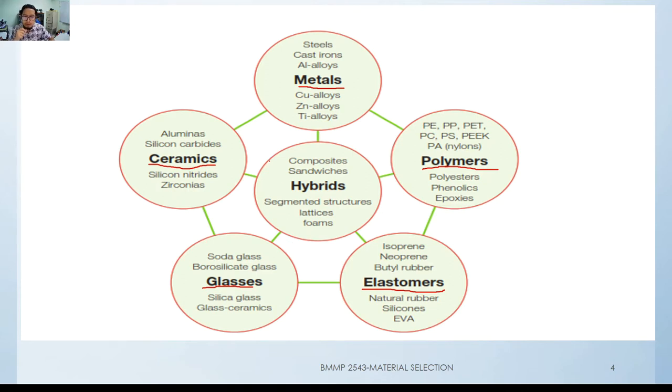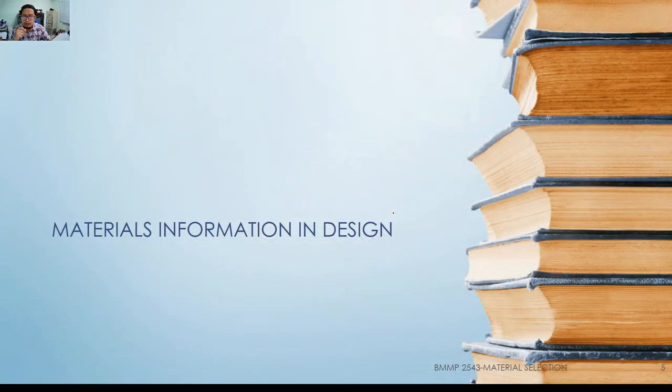And all of these materials can be combined into hybrid materials that have different attributes and different properties than the constituent materials. We can combine metal with polymers, metal with ceramics, polymer with glasses, elastomer with glasses. So we have different properties and different attributes that we want, that we can design for the materials. So next, what is the important materials information in design? What are the pieces of information that we want from the materials that we want to use in our product design?